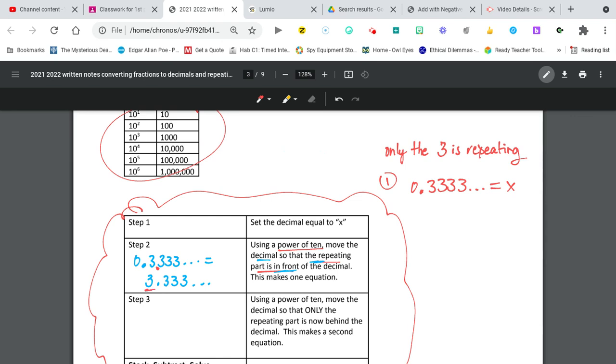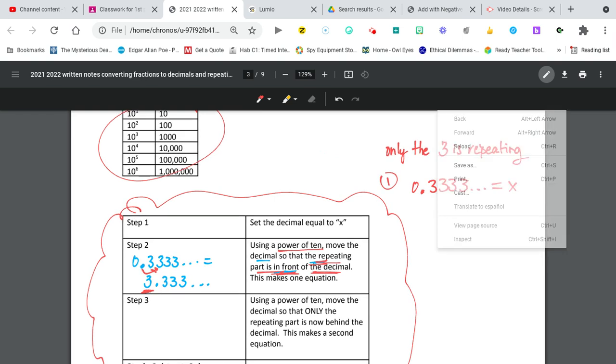Because now I got the repeating part in front of the decimal. So it says put the repeating part where? In front of the decimal. Well, I got the repeating part in front of the decimal. So I'm moving my decimal from here to here. So what am I multiplying by? Well, I hope everybody knows you're multiplying by 10 to move that 3, 1 3 in front of the decimal.